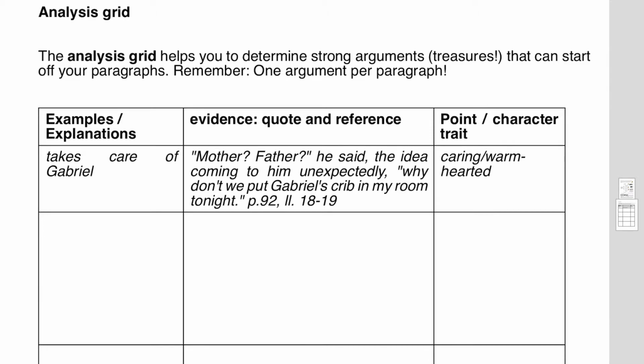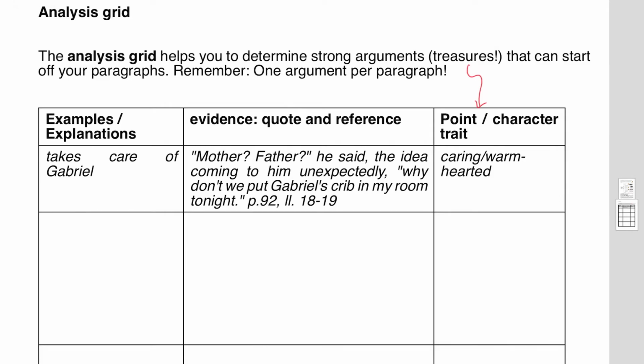Yeah, you'll find this document on Moodle so you can have a look at it. The analysis grid helps you to determine strong arguments, so the treasures, the points you're making in the end, that can start off your paragraphs, that are at the beginning of the paragraph. One argument per paragraph. And you see here the point or the character trait, the treasure, as they say here. This is the treasure, yeah, on the right hand side.